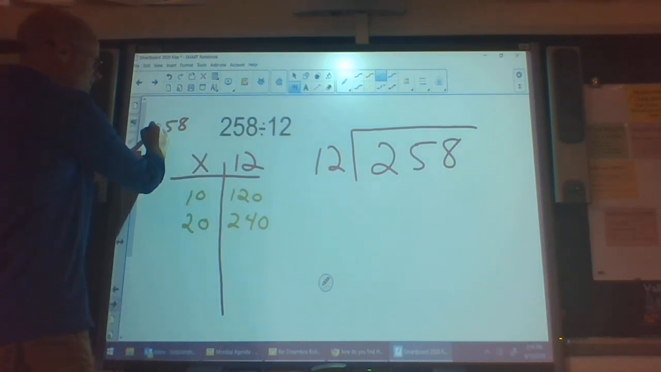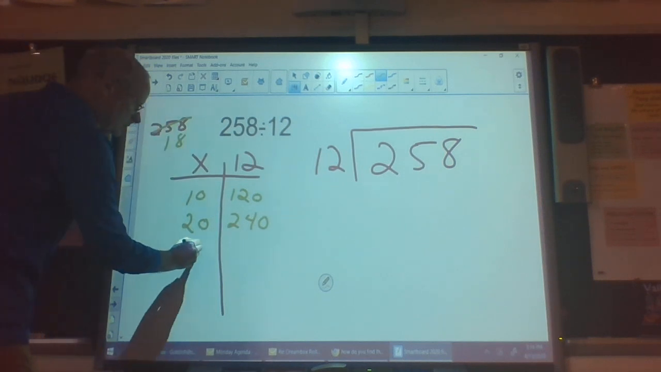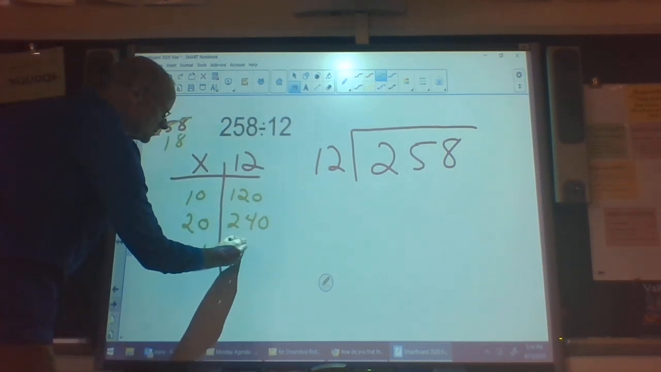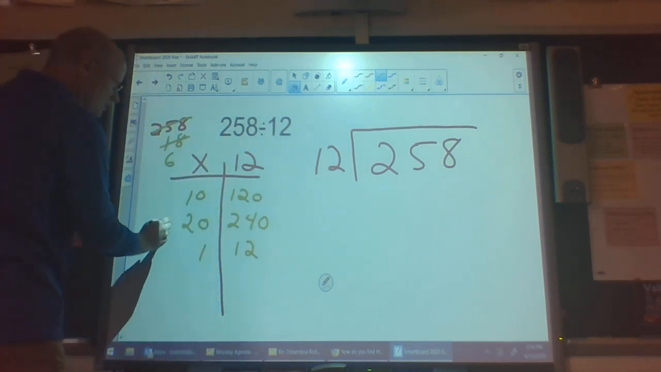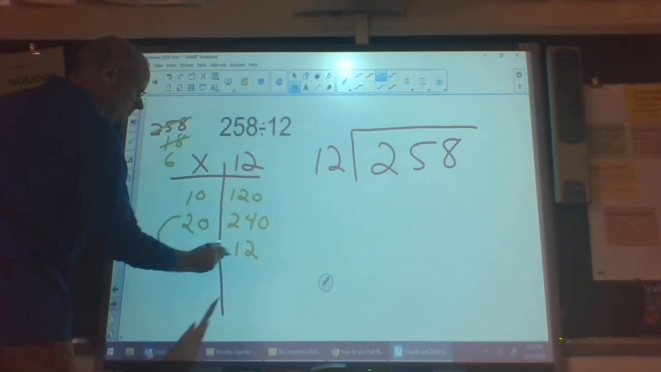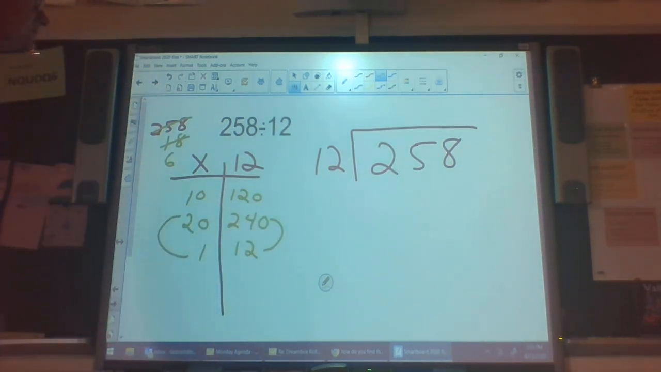I'm going to actually take the 240 away from here, and I have 18 left. So I'm going to do one more 12. 1 times 12 is 12. That's going to give me 6 left. So my answer is going to be 21. Let's add those two together, with a remainder of 6.